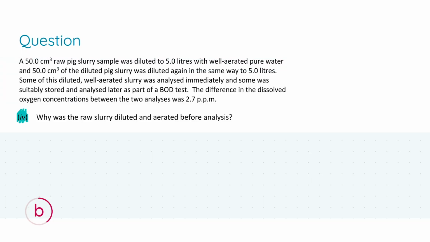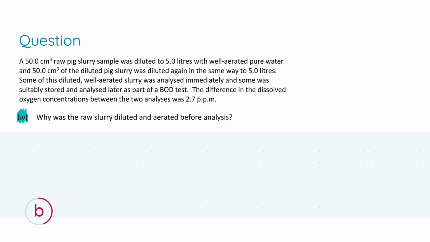In part 4 here, we are given quite a large paragraph telling us some information about a sample of pig slurry which was diluted, and then tested for BOD. We were told that the difference in the dissolved oxygen concentrations between the first test and the second test was 2.7 ppm, which stands for parts per million.